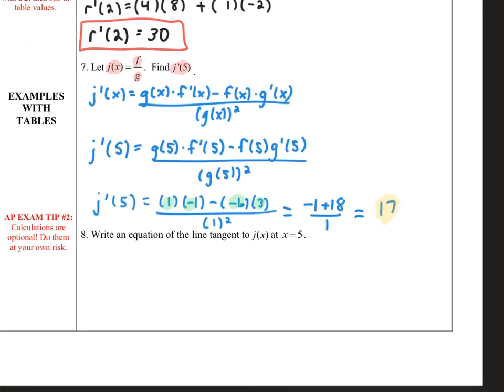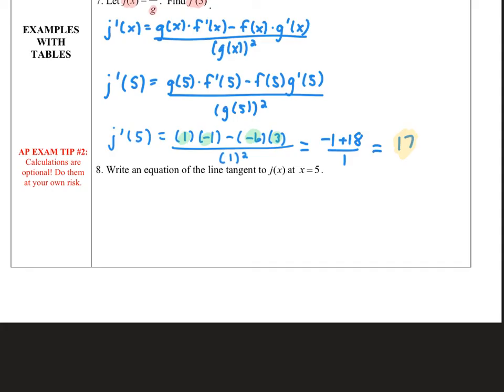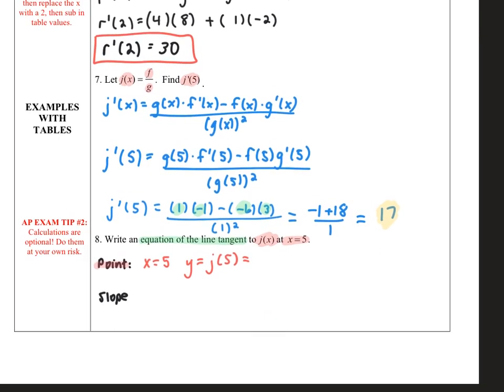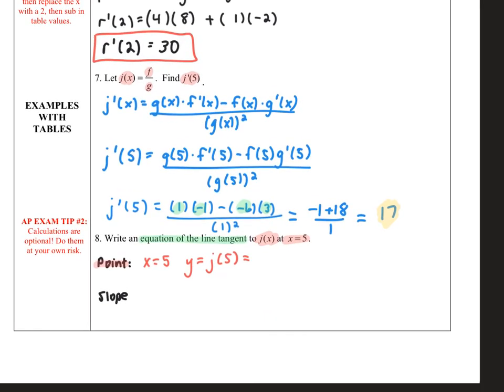And question 8 is tying together what we did in section 3, which was write the equation of a tangent line. So we know to write an equation of a tangent line, so here's our key phrase right here. I need a point and a slope. For my point, I know my x-coordinate is 5, and to find my y-coordinate, I just have to do j of 5. To find j of 5, I have to go back to how j was defined, and I see up here it's just f divided by g.